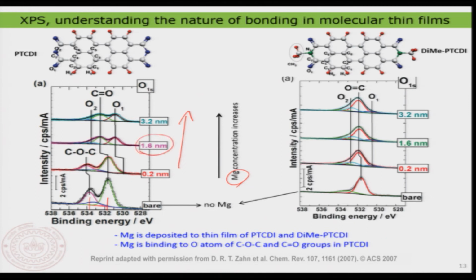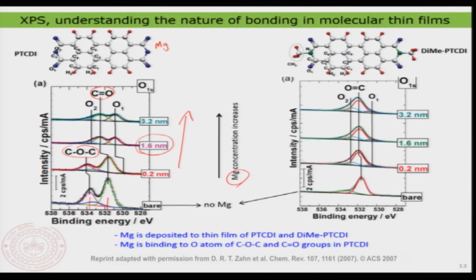So, in terms of coverage, you have to see that the COC resonance is almost absent, and the C double bond O resonance is actually shifted to a higher binding energy. Yeah. So, that is what your observation is. This clearly indicates that the magnesium that you are doping must be going somewhere close to the COC oxygen and also to the carbonyl oxygen. So, that means the magnesium is getting coordinated to this particular position.